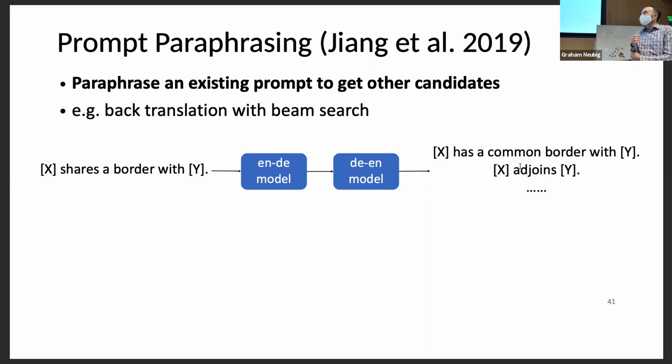I'd also like to point out that this is not the only way to do paraphrasing. There are other ways, like taking BART or T5 or whatever your favorite pre-trained sequence-to-sequence model is, and training it to do paraphrasing directly. I think the specific method we use is less important than the idea that if you do paraphrasing, you can get more diverse prompts.